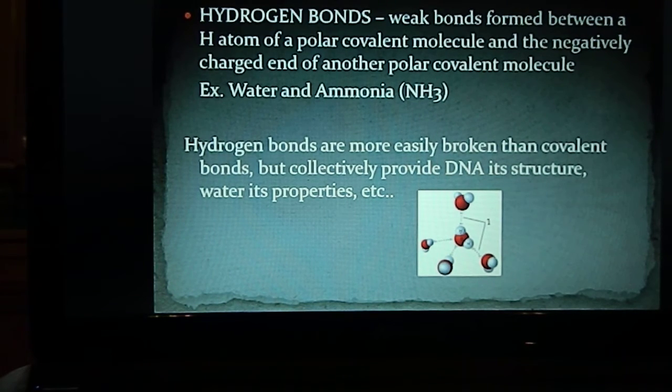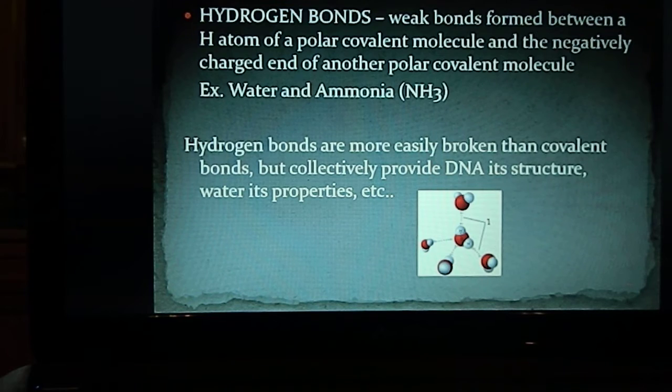So those different poles of the molecule will be attracted to other polar molecules, right? And those portions of the molecules will be attached together because of differing electromagnetic charges. And when that happens, we form hydrogen bonds, right? Hydrogen bonds are weak bonds formed between a hydrogen atom of one polar molecule and the negatively charged end of another polar molecule. A good example here is ammonia, right?